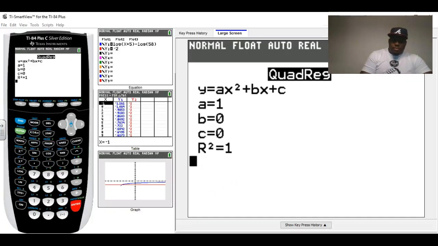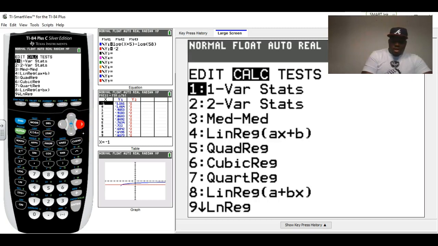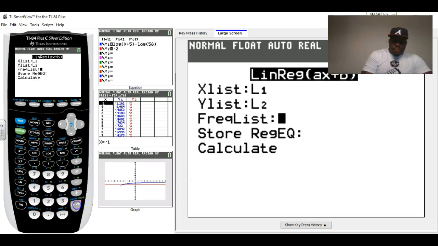Let me ask you something. What do you think would happen if we were to put this in and we did the wrong calculations? If we did the wrong calculations, meaning, let's say we said it was linear. I went to calculate, and I went to linear regression instead.